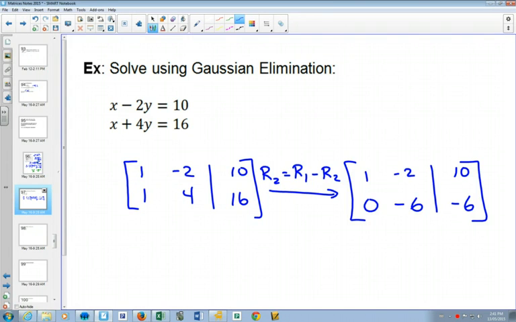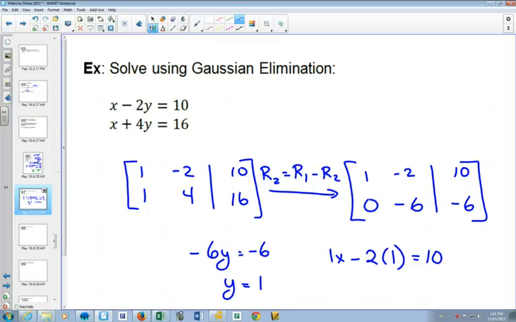So now we know that -6y equals -6. So y is equal to 1. And if we plug back into our first equation, 1x minus 2y equals 10, x is equal to 12. And if we check both of those by plugging them back into the original equation, they work.